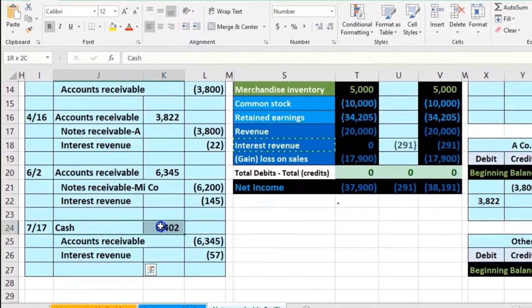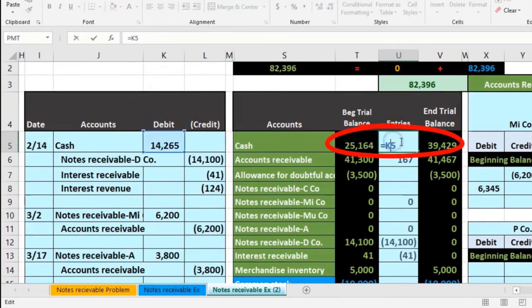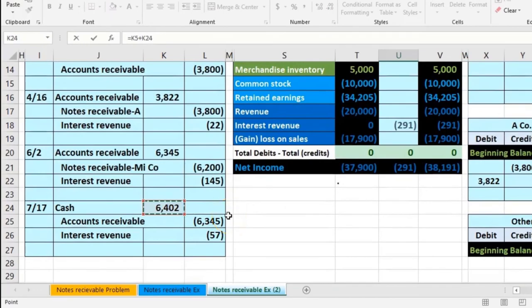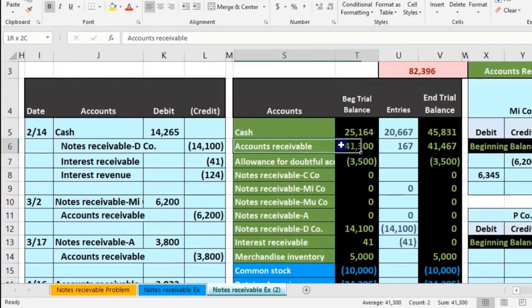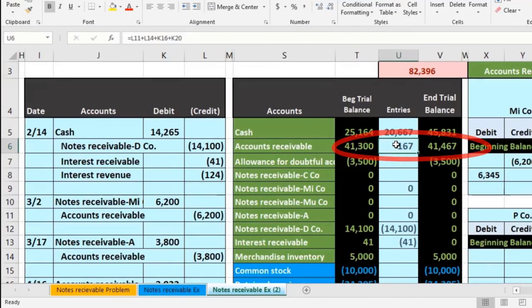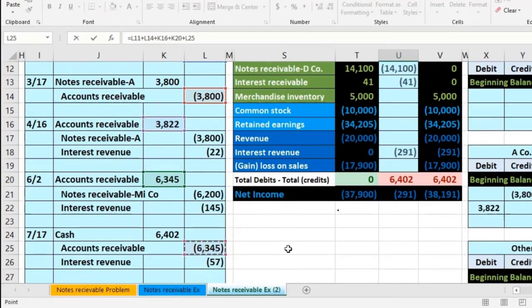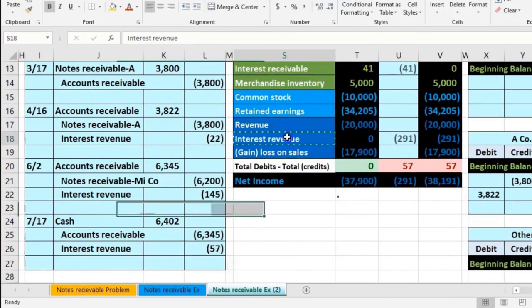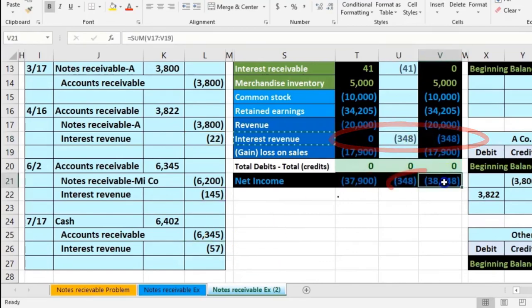Then post it out. Here's the cash on the journal entry. Here it is on the trial balance, going to U5, double clicking, going to the end of it, plus, scrolling back down just a bit, picking up that 6,402 and enter. So there's that amount. The next one, accounts receivable, credit. Here's the accounts receivable on the trial balance. We're going to be in column U6, double click, go to the end of it, plus, scrolling down a bit, picking up that 6,345, bringing accounts receivable down. Then we're going to pick up the interest revenue here, putting it there in U18, double click, go to the end of it, plus, there's the 57, and enter. That brings net income up, puts us back in balance.